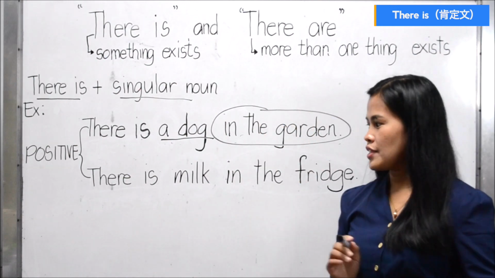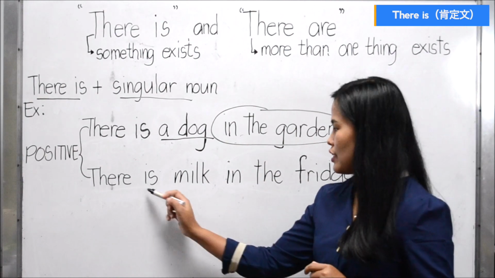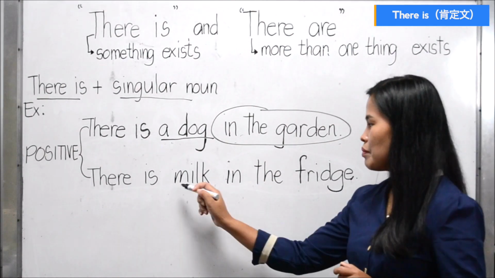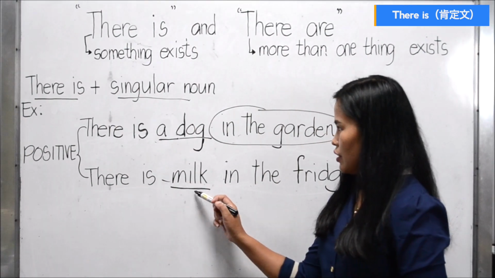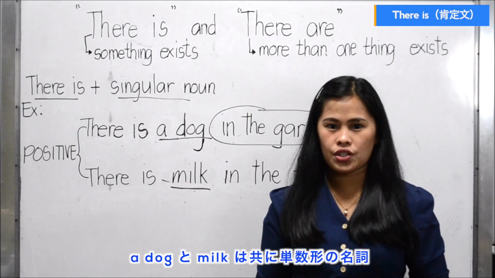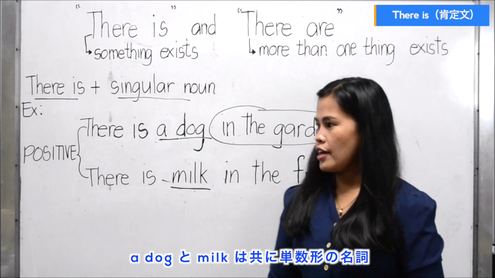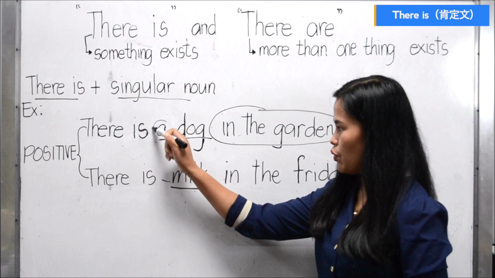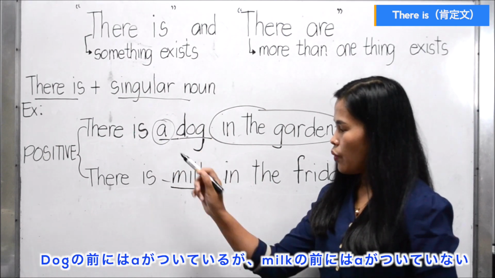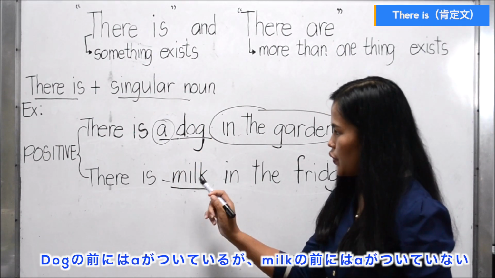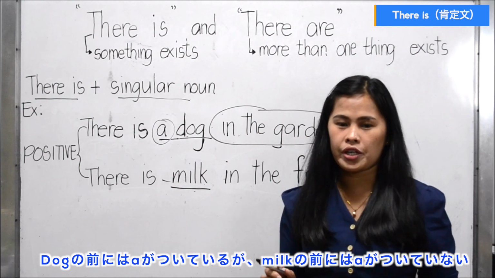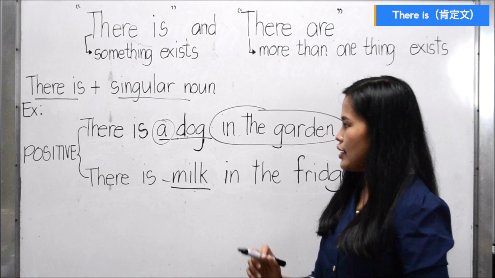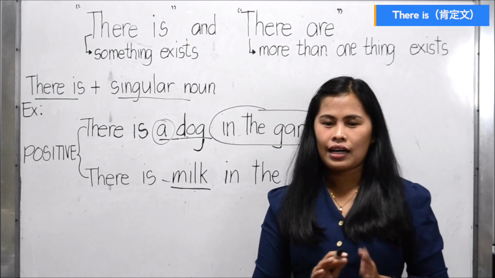Okay, now let's have the second example. There is milk in the fridge. Our noun here is milk. Dog and milk are both singular nouns. But as you have noticed, in the first example, you can see an article a before the word dog. However, in the second example, you cannot see a before the word milk. Why? This is because a dog is a singular countable noun.